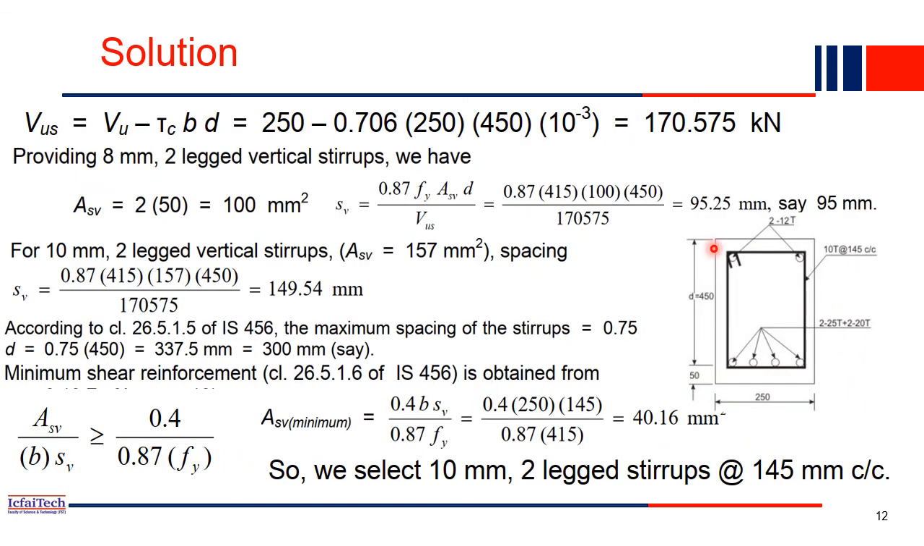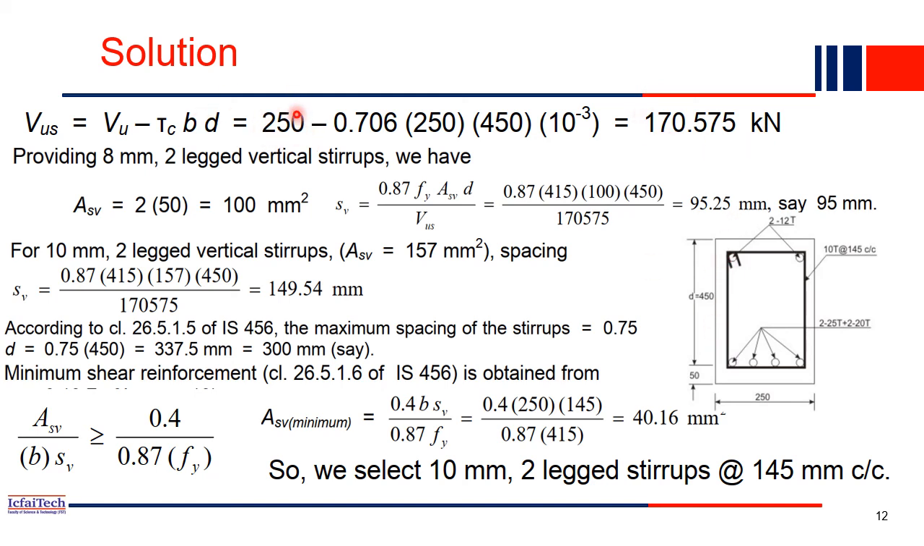Okay, so now let's do the stirrups design. How to do that? For stirrups, how much shear force has to be taken care of? The total shear force acting is 250, given in the question. Because of the concrete and the longitudinal steel, how much will it take care of? That is 0.706, which we computed in the last slide. We computed that stress times B times D. If you do it, you will get 250 minus this one, so 170 kilonewton. So for 170 kilonewton shear force, we have to design the stirrups.